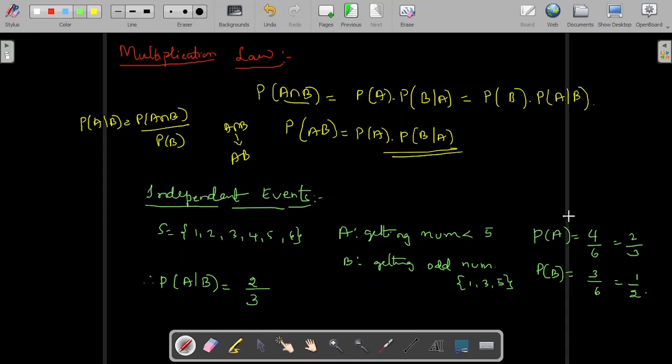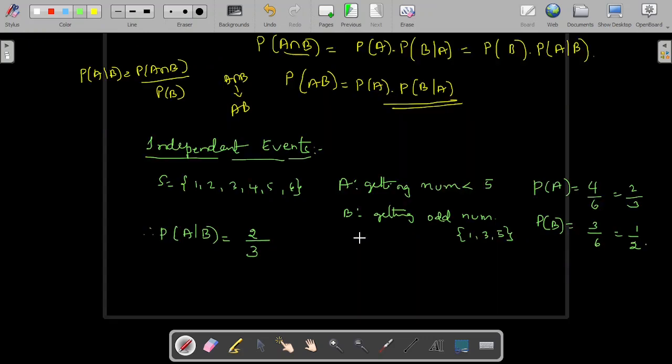So now you compare. What is the probability of A? It was 2 by 3. Even after the occurrence of the event B, the probability of A remains 2 by 3 itself. It is not changed. It remains the same. So such events are called independent events. If the occurrence or non-occurrence of one event does not affect the probability of another event, then we call those events independent events.